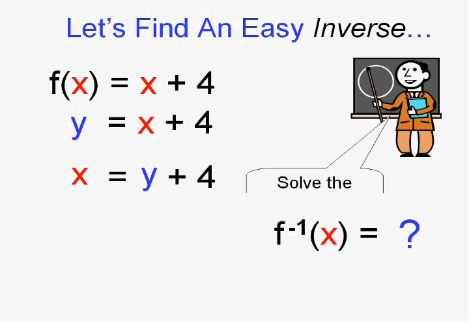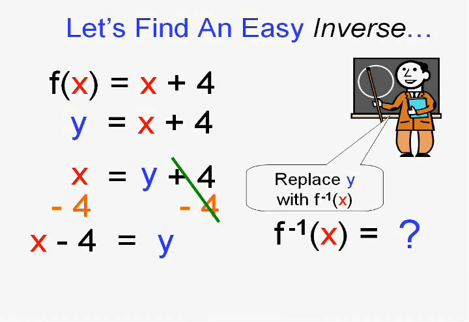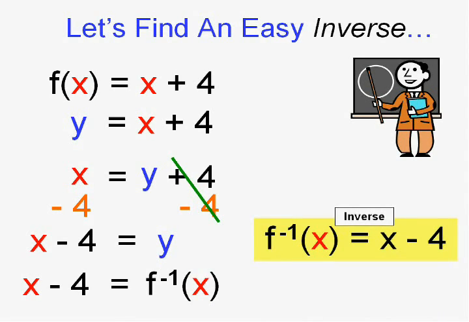Now the third step is to do whatever it takes to solve for y. In other words, get y by itself. Now, who's keeping y from being by itself? If you look at them, the 4 is. So I'll subtract 4 from both sides, and y will equal x minus 4. That's basically the inverse function, but for notation's sake, the fourth step is to replace the y part with the notation for that, f inverse of x. And that's the inverse function of x in this case.